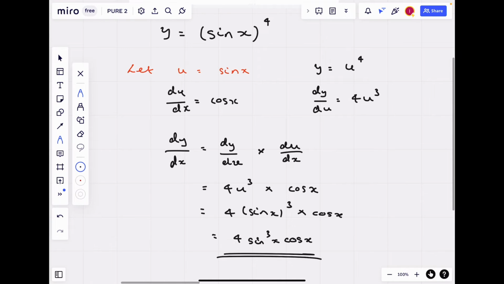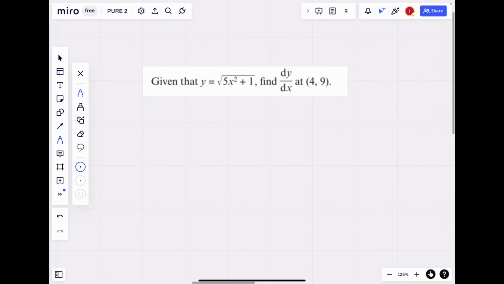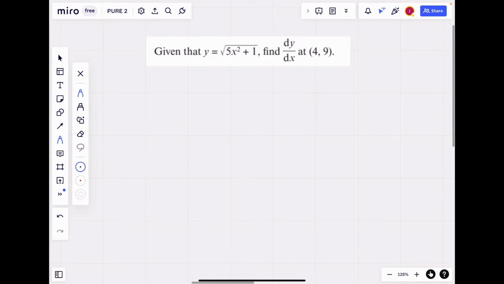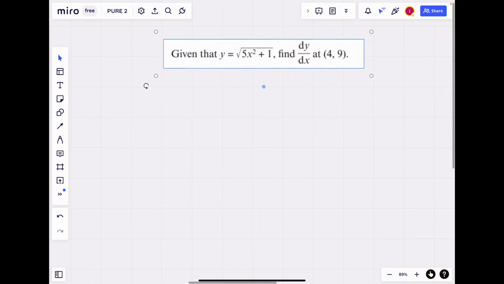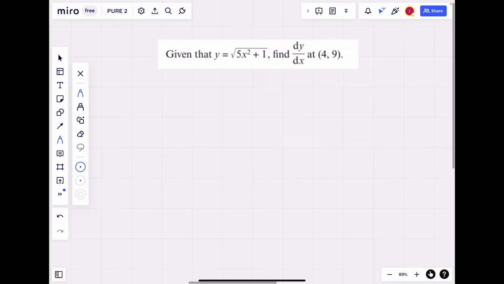Okay, so what about something like this, where your function is a bit more complicated and it's not in brackets straight away? In this case, you want to write it in brackets first. How would you write root 5x squared plus 1 in brackets? You would do (5x squared plus 1) all to the power of a half. And now you can make use of your chain rule. So, can you try that for me, please?